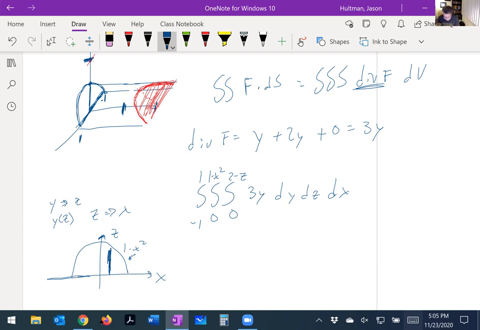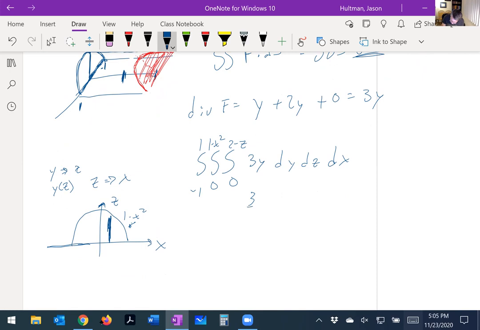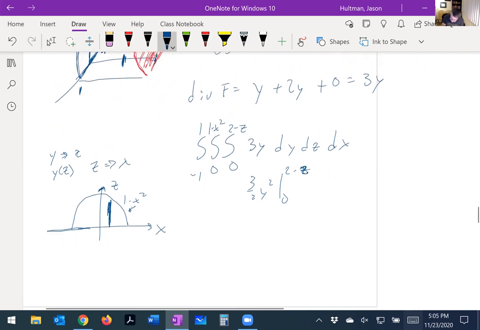Yeah, you can keep eliminating a variable. Exactly. Okay, that's good. So now I'm going to integrate on y. So this is 3 halves y squared from 0 to 2 minus z. Plug that in, we get 3 halves times 2 minus z squared. Integrate that from 0 to 1 minus x squared dz. So now we've got everything in terms of z.